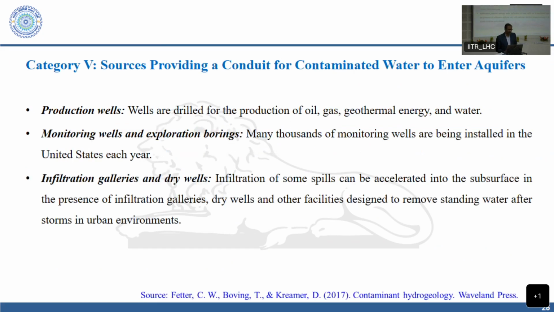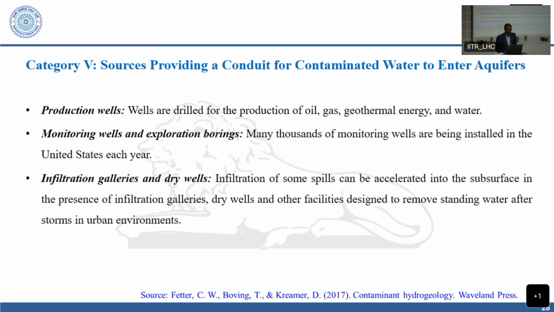Category 4 is the sources providing a conduit for contaminated water to enter aquifers. In this case, the production wells are drilled to produce oil, gas, and geothermal energy. So that is also one problem for groundwater contamination.